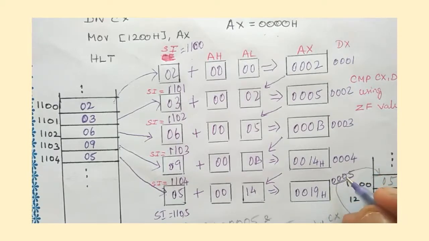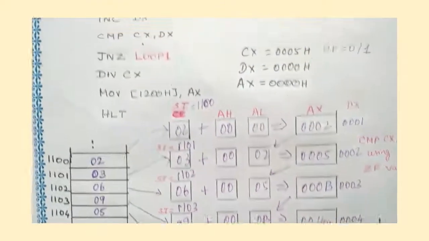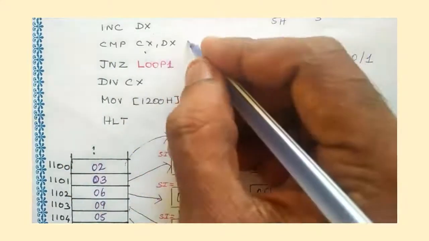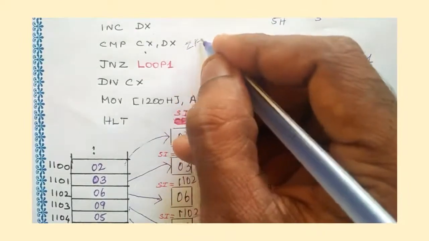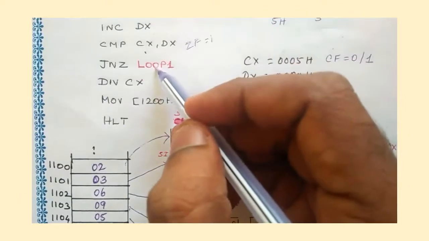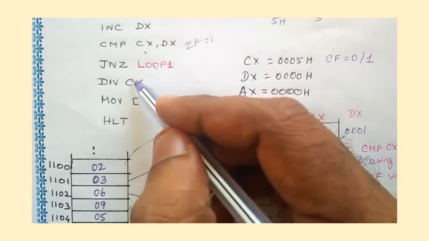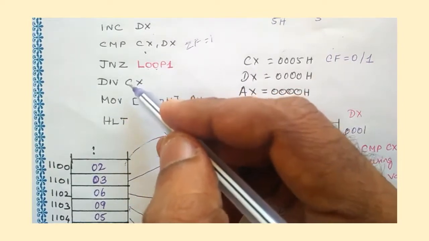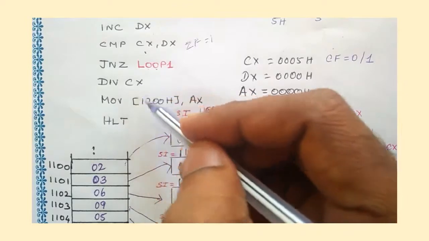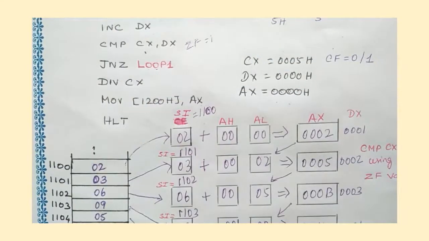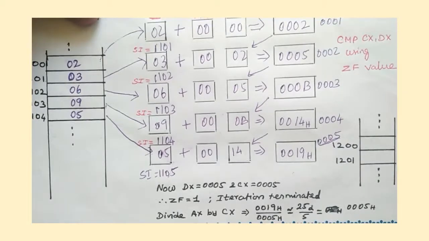Now we reach the conclusion. The DX value is 5 as well as the CX value is also 5. When we compare both the registers, I get ZF equal to 1, the zero flag is set. So now this condition is a failure. Hence the instruction moves to the next level where we perform the division. That means the summation of all the numbers is divided by the divisor. Hence we get the average value in the AX that is stored in the memory 1200. Now DX and CX become the same number, hence the zero flag sets. Therefore the iteration is terminated.